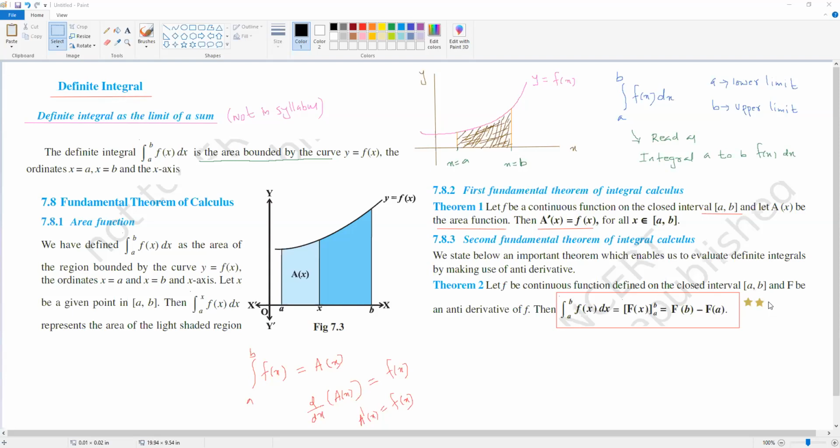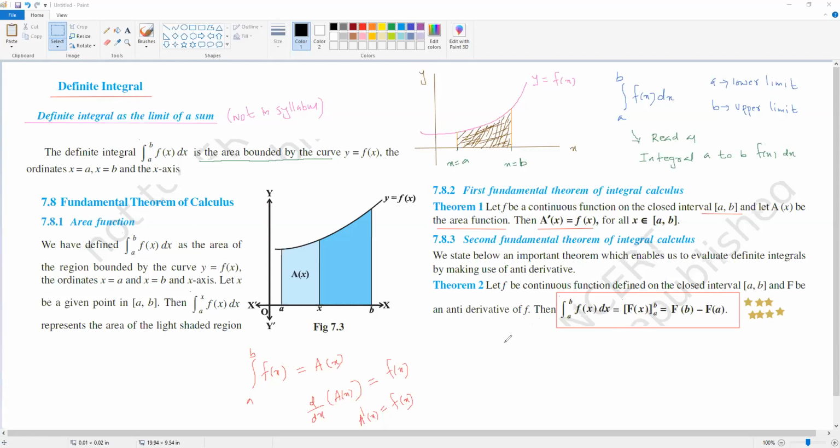This one is the most important formula. It is like this: integral of f of x is equal to... So I will tell you how to find the antiderivative. I will explain it with an example, then you will understand.